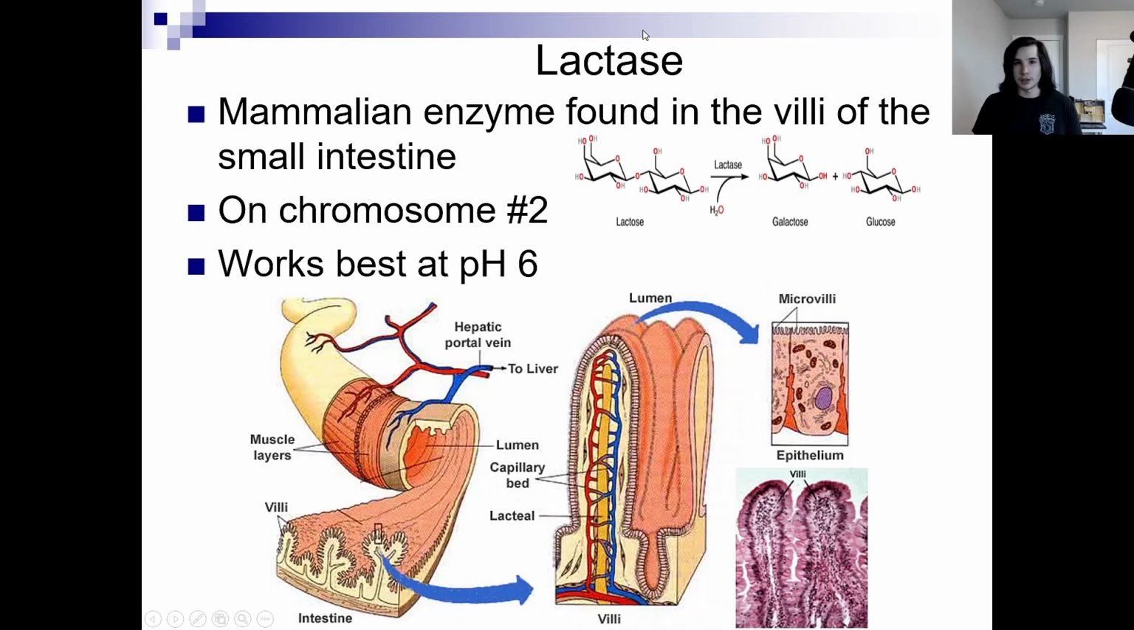Lactase, on the other hand, ends in ase, so this means that it's an enzyme. Typically, your enzymes are going to end in ase. If you ever see something ending in ase, it typically means you're talking about an enzyme. And you can kind of infer what it does based off of its name. So lactase likely is going to break down lactose. Lactase is a mammalian enzyme that we usually find in the villi of our small intestine. We find this on chromosome number 2, and it's going to work best at pH 6, so slightly acidic.